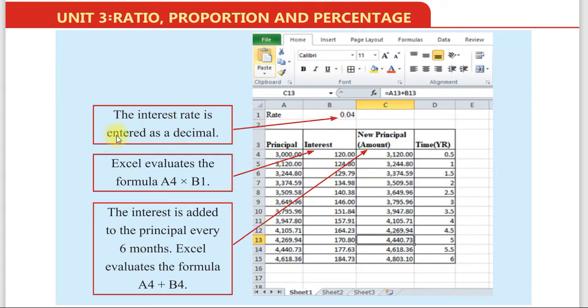The interest rate earned in a decimal ነው እዚህ ጋር። ይሄ ፓርት ደግሞ ኢንተረስቱ ነው። Excel calculated the formula A4 times B1, OK, A4 times B1. A4 ማለት እዚች ጋር 4 አለች። B1 ደግሞ ማለት እዚህ ጋር B ነች። እዚህ ጋር የምትዋት B ነች። ከዛ የመጣ ነው። The interest is added to the principal every 6 months. Excel calculated the formula A4 plus B4.